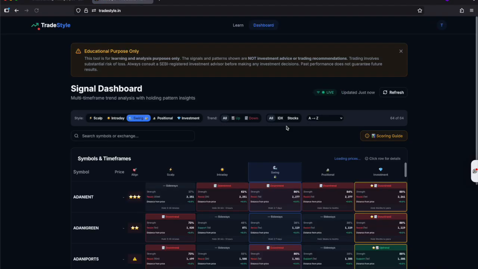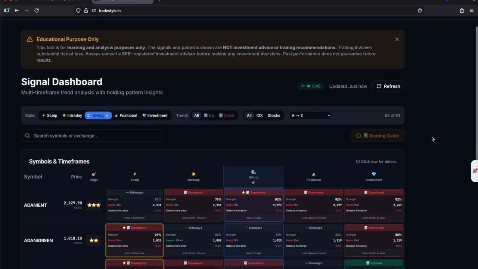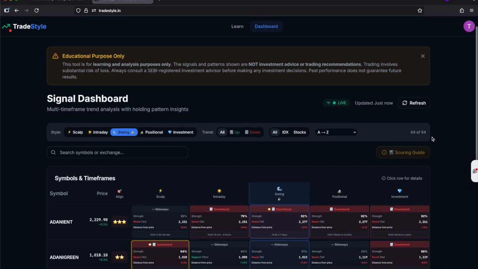Here it's just a simple login. You do not need to give any further information, like phone number or credit card information, nothing like it. And if you see, it is clearly written that this is for educational purposes only.